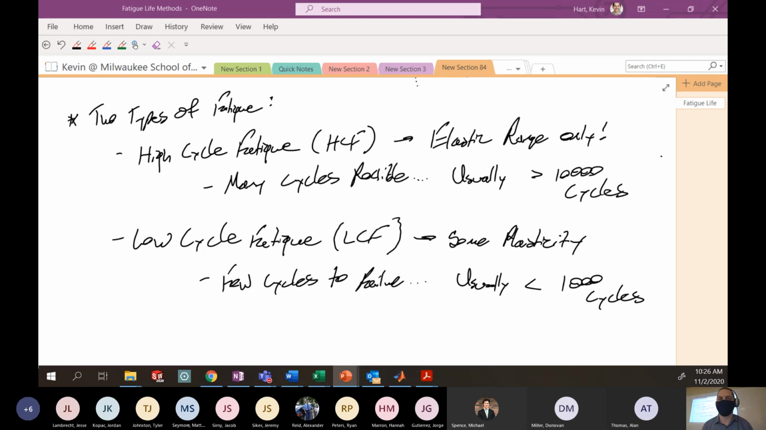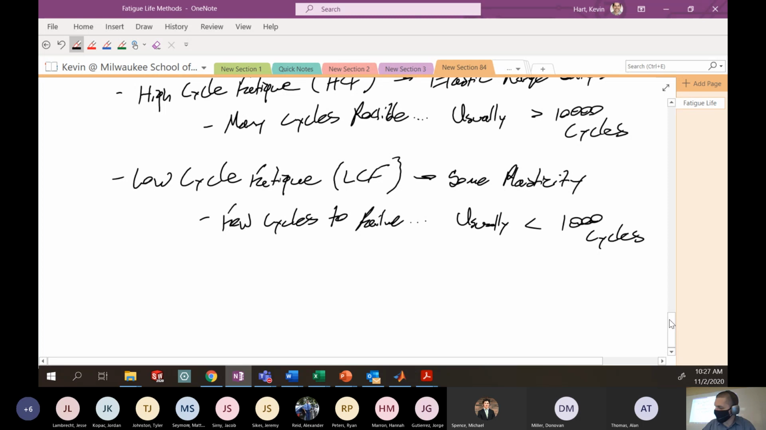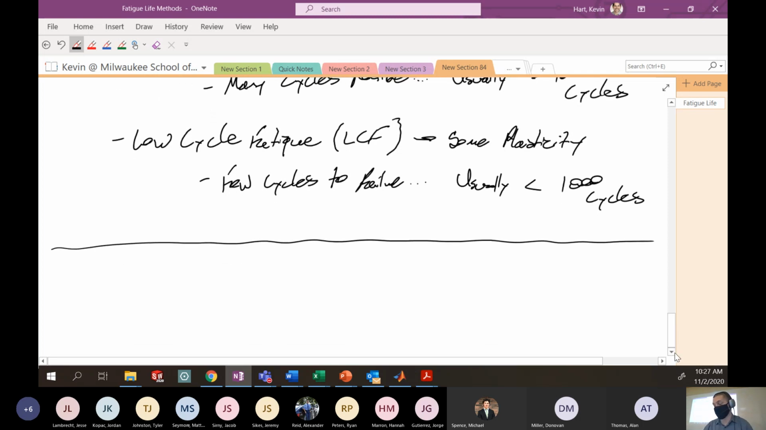Okay, we haven't really talked at all about any models yet. We've only really said that we're going to think about the sinusoidal application of stress and what happens in that condition. And you could think of getting plastic or not getting plastic with high cycle and low cycle fatigue. So let's actually get into what these models look like and what models there might be.